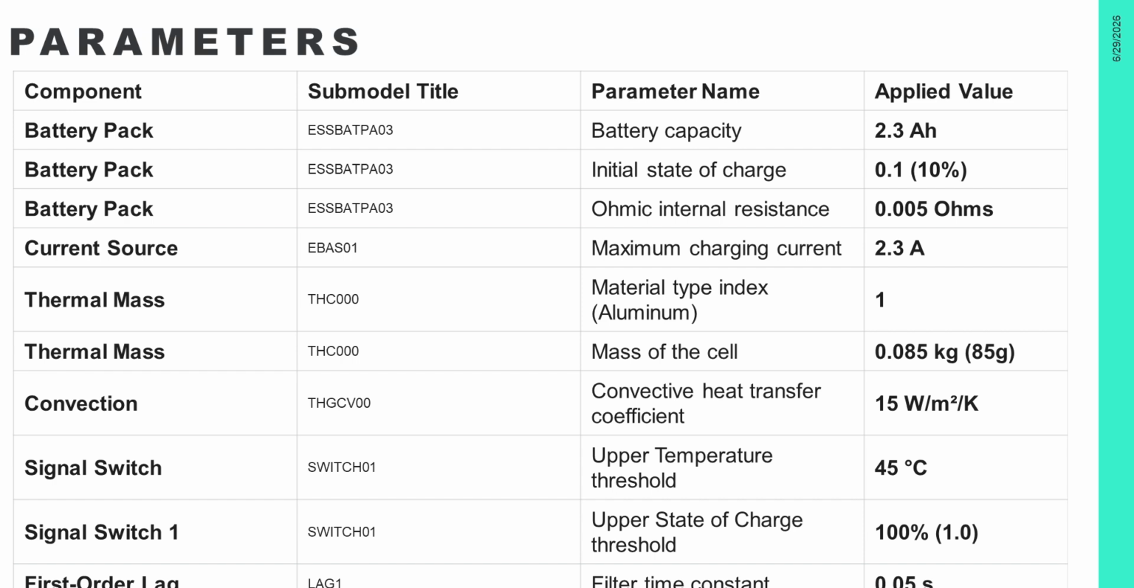And the thermal mass is taken as aluminum because I didn't want to make the system complicated, so I just used aluminum with the index 1. Index 1 indicates aluminum, and if there are n indexes, it is used to denote n number of materials. The thermal mass of the cell is taken. The thermal mass is used to simulate the mass of the air which gets the temperature from the battery, and it is taken as 0.085 kilograms, which is 85 grams.